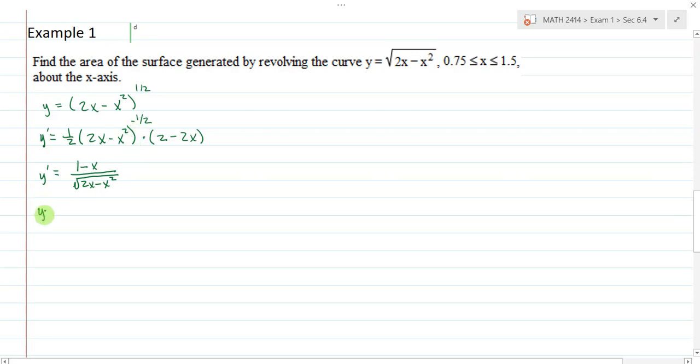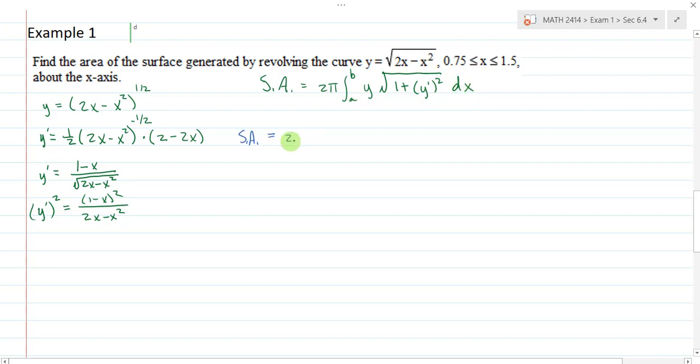Now we need the square of this derivative. So I'm going to square the numerator and square the denominator. This gets plugged into the formula, which I'll write down again. The surface area is going to be 2 pi times the integral from A to B of our radius, which in this case is going to be y, times the square root of 1 plus y prime squared dx. So we get that our surface area is 2 pi times the integral from where to where? How do we get the bounds for this? It's given, it's the bounds on x because I'm integrating with respect to x.